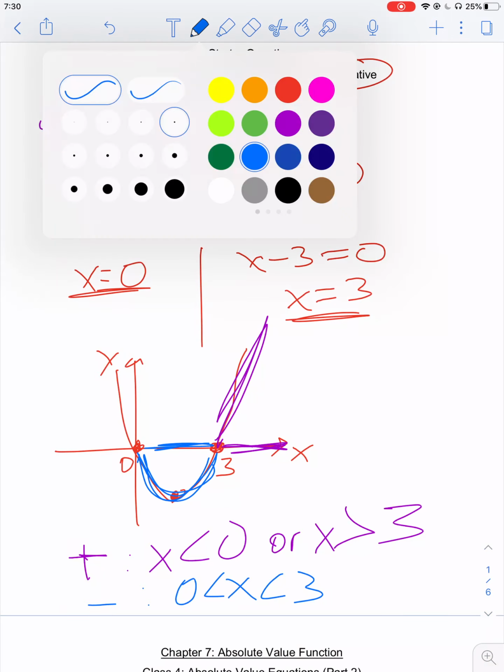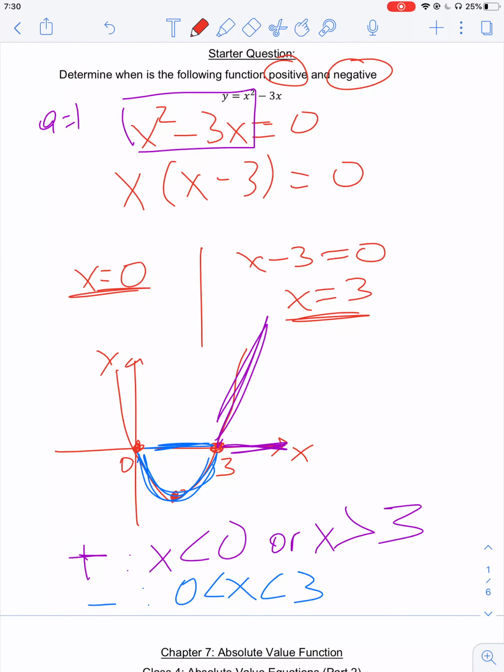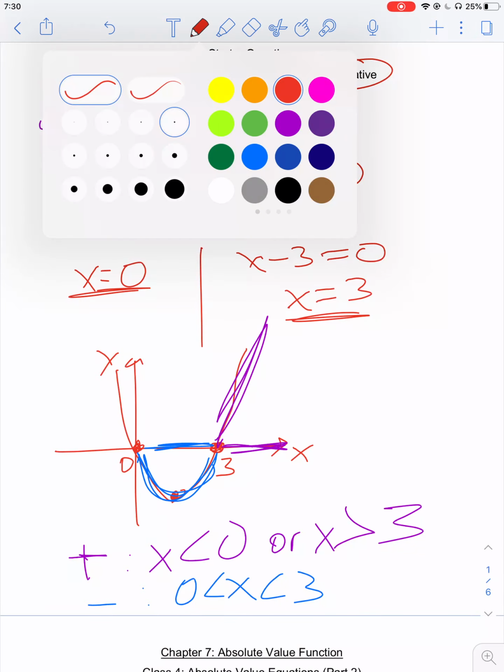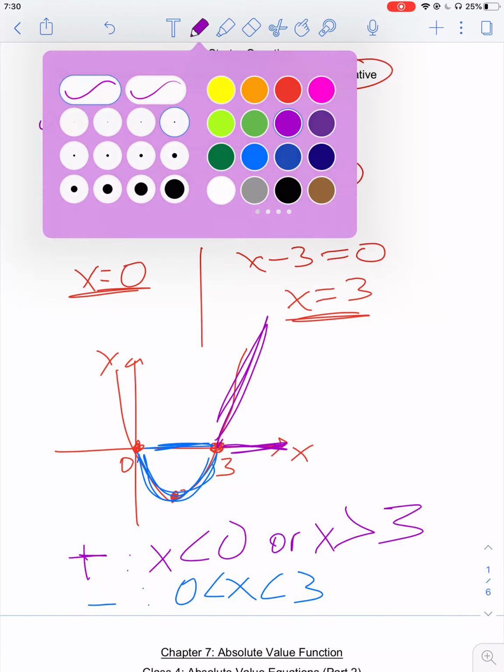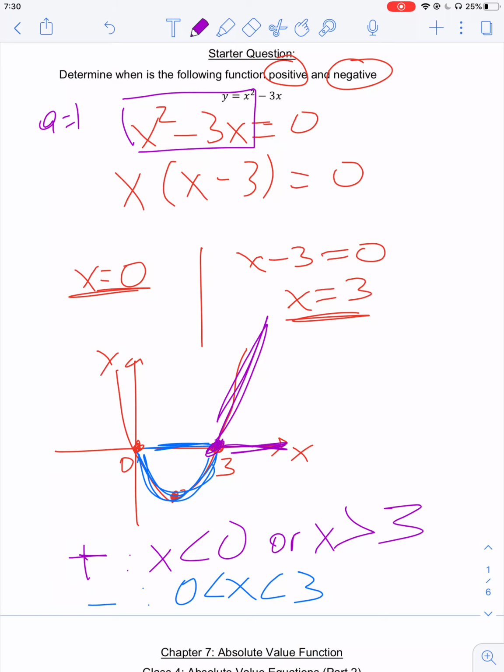And because it's up to you, you could put an equal sign underneath. So why don't we do that? Because I'm using shaded circles, that means I'm including the value. So here it doesn't really matter. For positive and negative, you can include the zeros. But sometimes they use the words strictly positive, strictly negative. In that case, you don't have to. But in this case, we could. So it doesn't really matter either way.